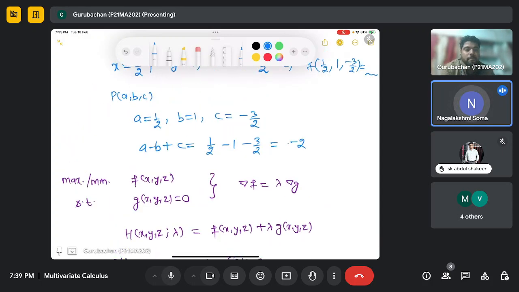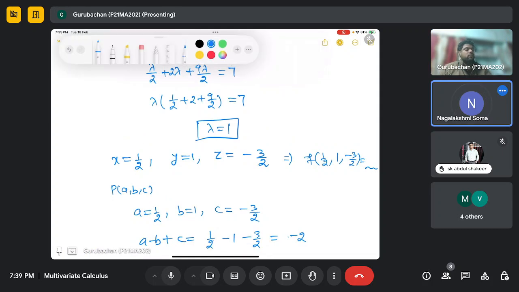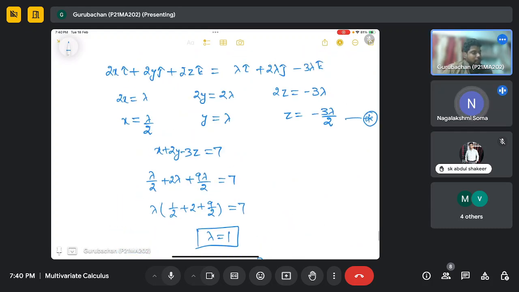What is the point here? What is the value of lambda? Value of lambda is 1. Here we have minus 9 lambda by 2. No? In the plane equation we have minus 3 lambda by 2 and here is minus 3z, so it will be plus.